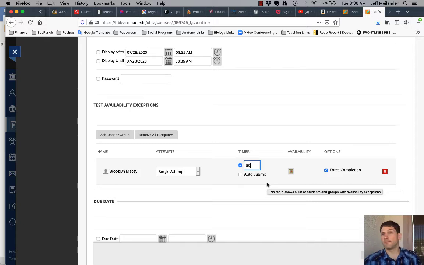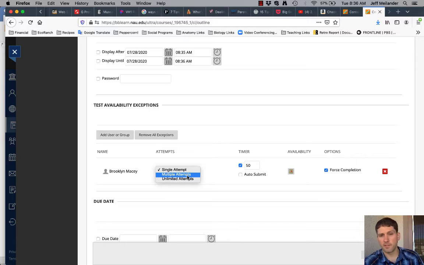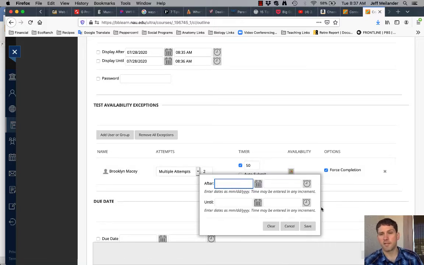Let's say a student has some kind of death in the family, they can't make it to your lab, they've missed the test, then you can give them a second attempt, right? And so they've missed the first one, BB Learn graded it, marked it as a 0. You're going to go in here and click multiple attempts, and then you'll change the availability date, and that will reopen the test for them to take.